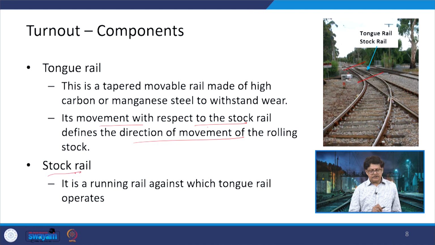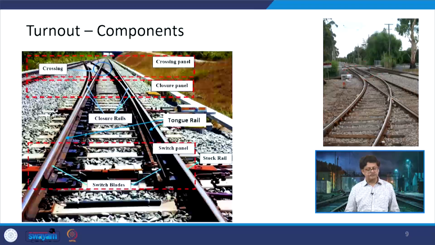Now, this stock rail is the running rail against which the tongue rail operates. We have seen how they work together. So, here you can see in a clearer manner that the straight section is there and then the movement is going in this direction towards the left hand side. Here this is the stock rail, whereas this one is a tongue rail.